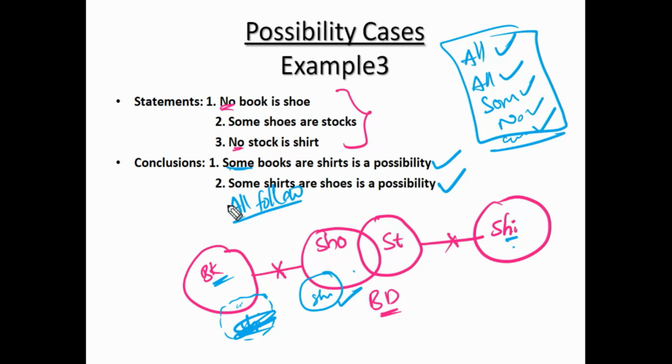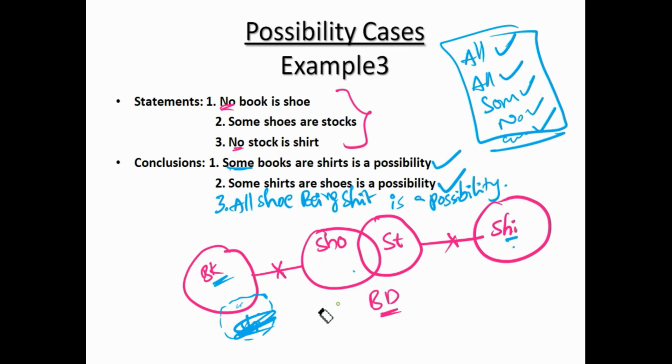Suppose tell me this point. If I give a conclusion like this, third conclusion, all shoe being shirt is a possibility. Sorry, all shirt being shoe is a possibility. All shoe being shirt is a possibility. Tell me this one.